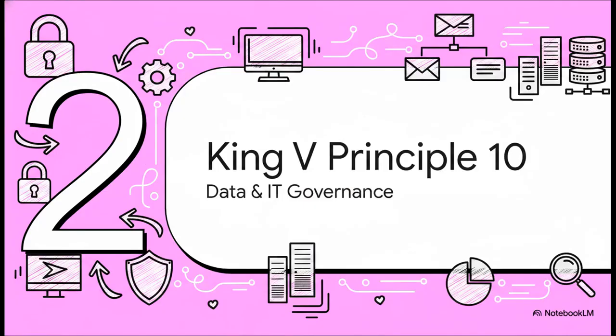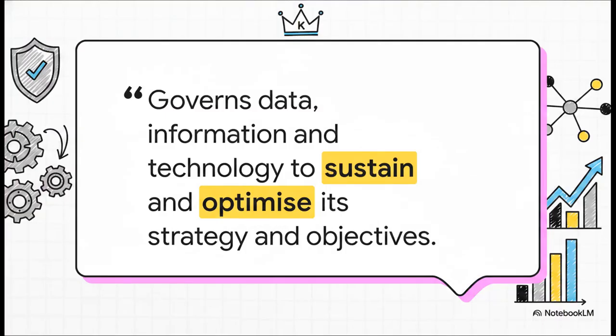Moving right along to Section 2, King V Principle 10, focusing on data and IT governance. What's really cool is how South Africa's King V Corporate Governance Code formally nails down this responsibility. Principle 10 specifically states that the governing body has to govern data, information, and tech in a way that sustains and optimizes strategy. In plain English, the board of directors cannot pass the buck here.